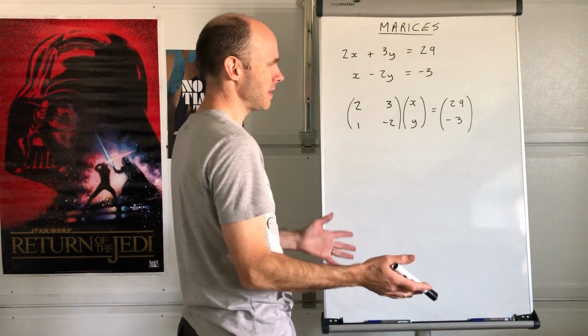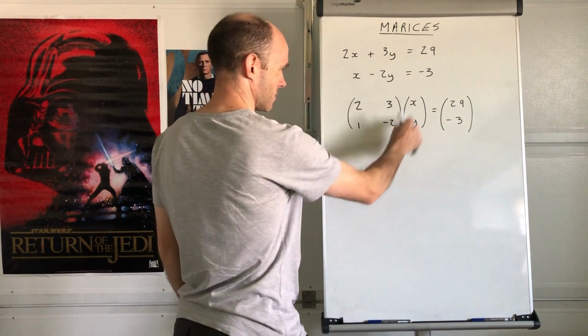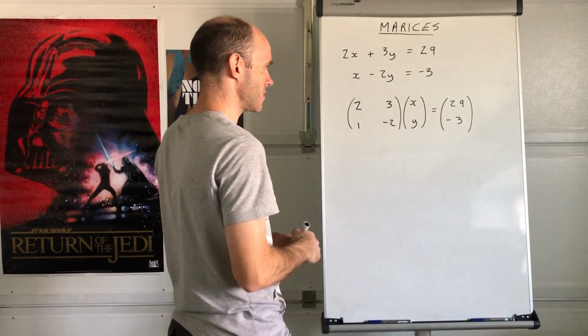Okay, what's the method then? How do you solve these simultaneous equations? Well, you need to find the inverse of this. You need to find the inverse of this. So let's just do that.